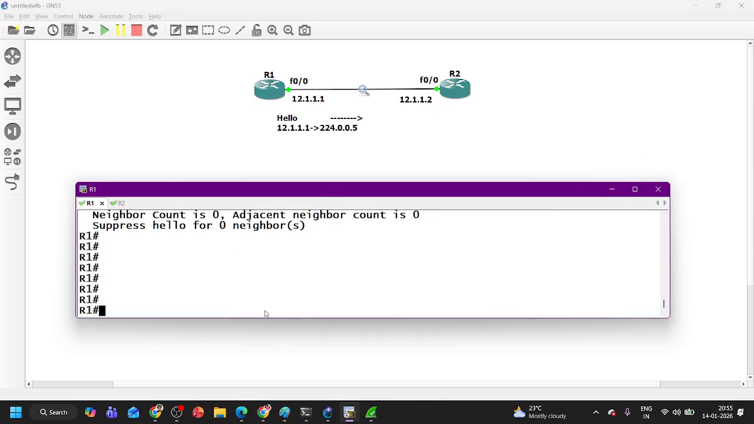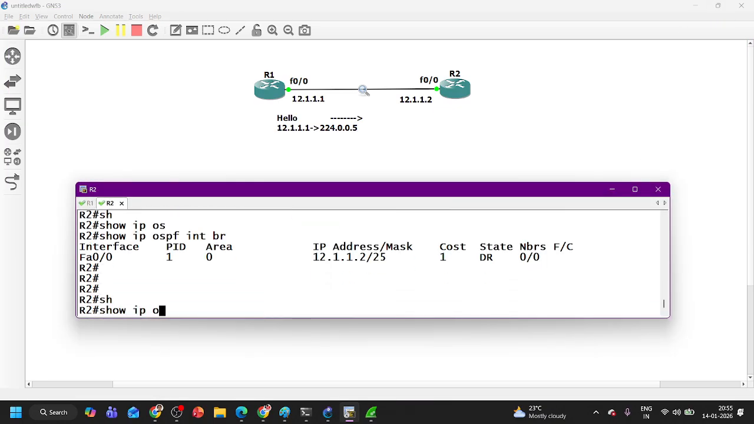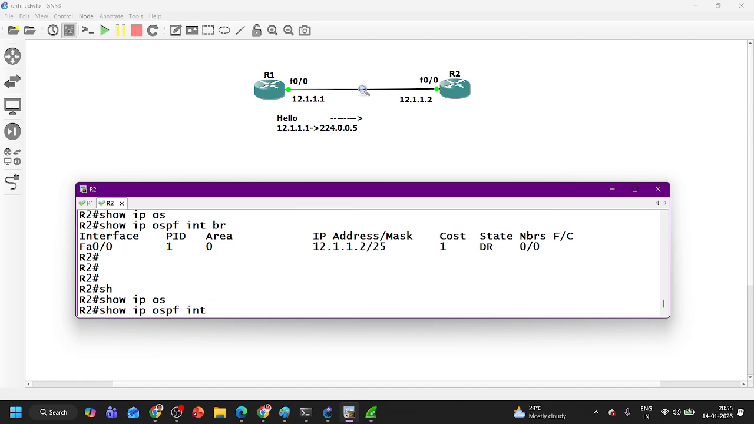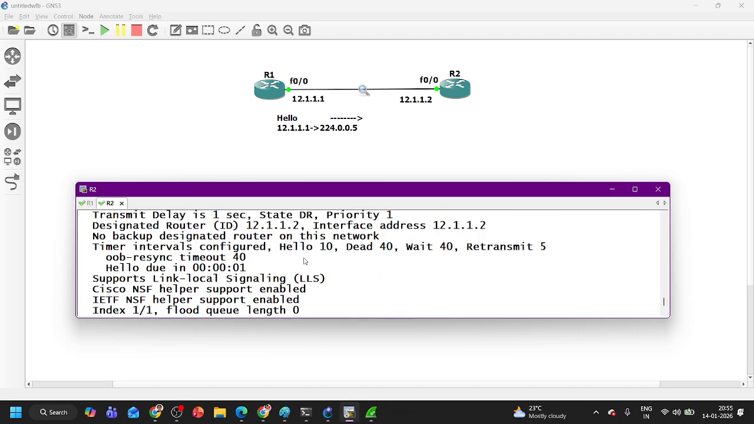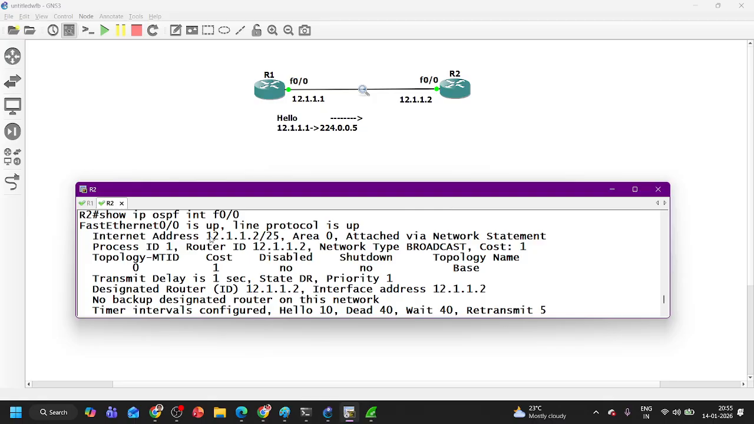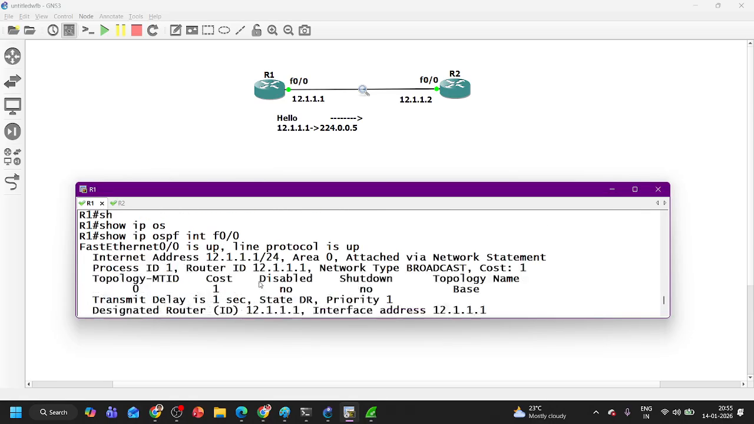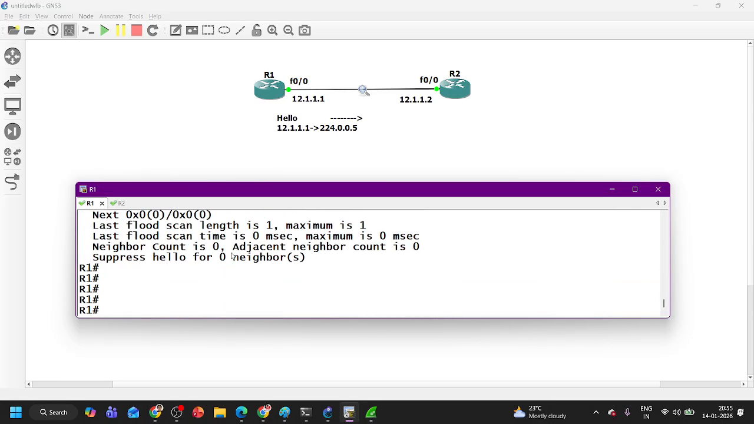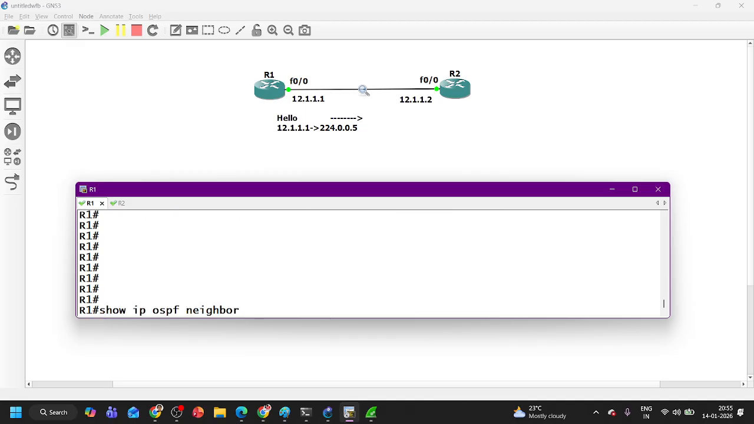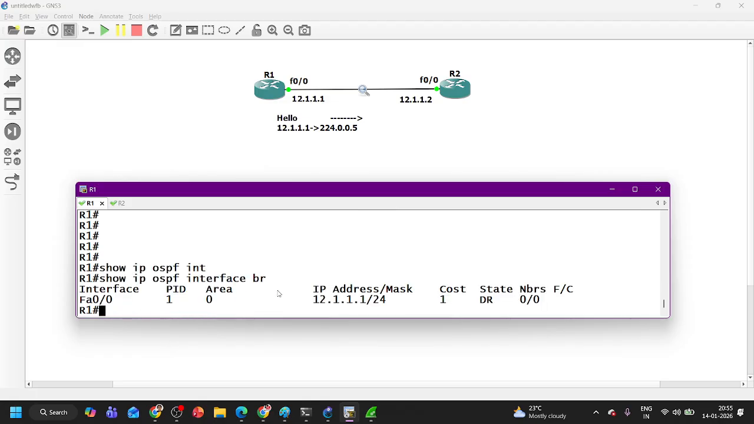Okay, so again on router number 2 I will use this command: show ip ospf interface FastEthernet 0/0. This will give you the detailed information, and show ip ospf interface brief will give you the summary information. Here you can see slash value 25, here you can see slash value 24. That's why OSPF neighbor is down, not up.